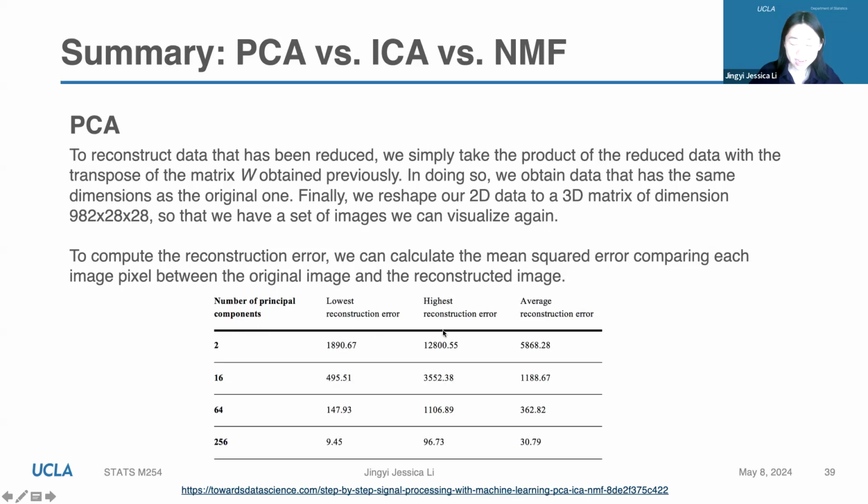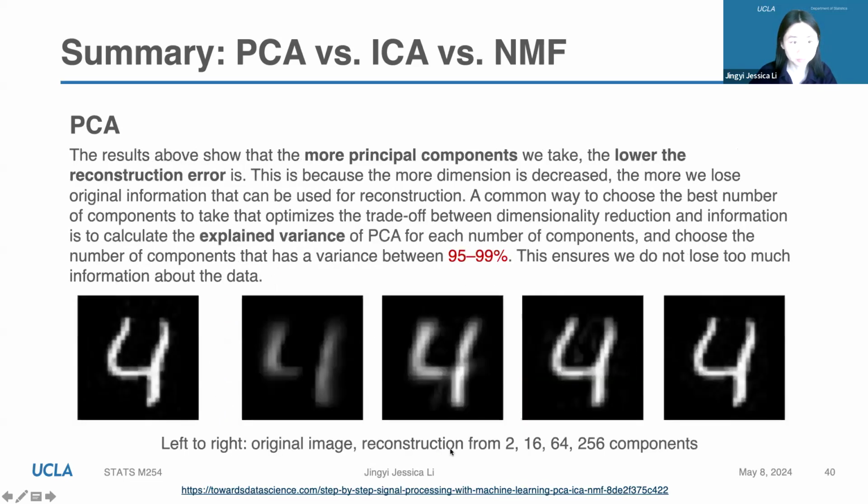The lowest, highest is just like the lowest among all images, highest among all images, and average across images. So you see that as you increase the number of components, the reconstruction error goes down, which is something you would expect. If you just keep two PCs, the error is very high. You'll lose much information. But if you go up to 256, the error is already pretty small.